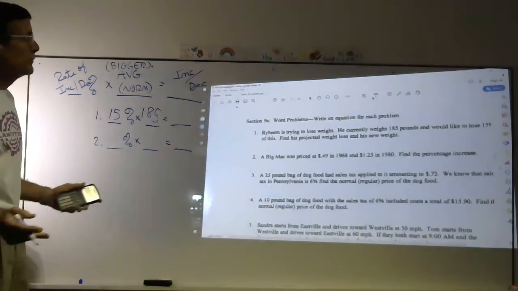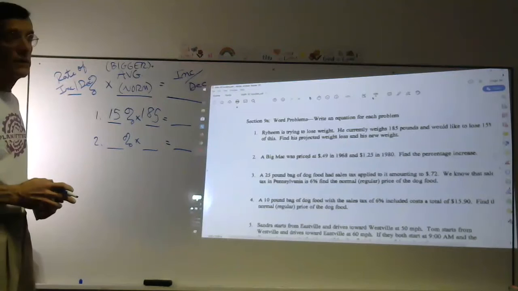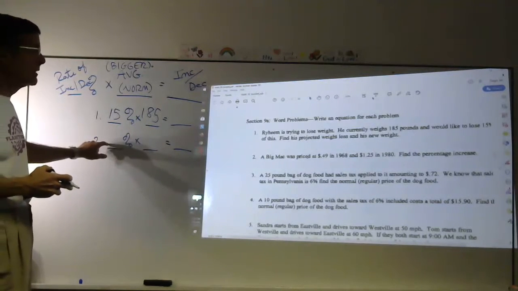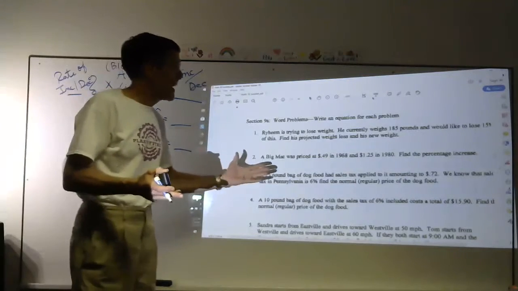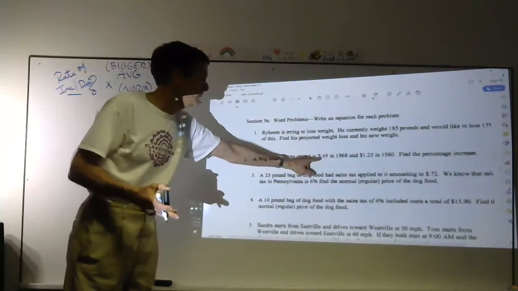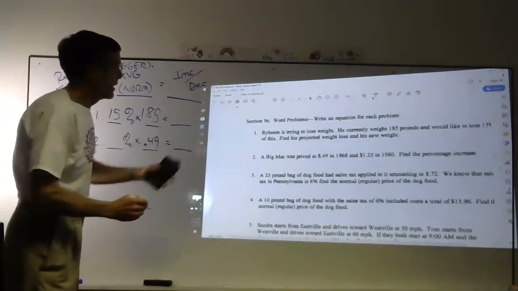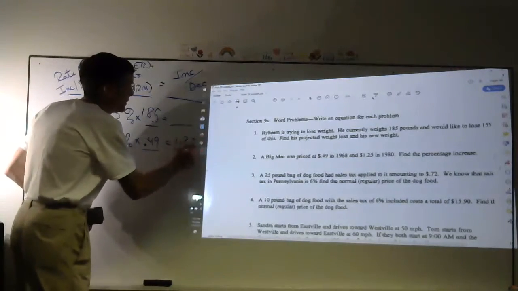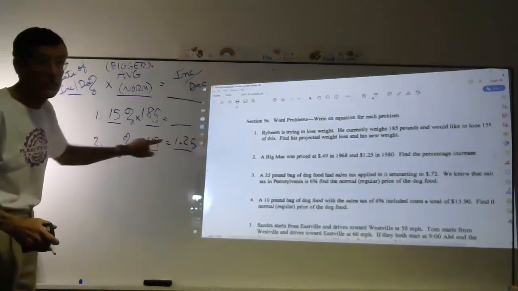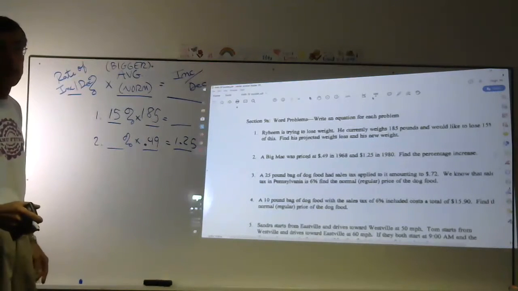Big Mac was priced at 49 cents in 1968 and $1.25 in 1980. Find the percentage increase. Now, this we don't know, the rate of increase. The normal price of the Big Mac, we're assuming we're going back in time and the change was to 1980. So this is the normal price, 0.49, and the $1.25 goes over here. Now, you know how I said that this middle number is usually the bigger number? Notice it is not here, and that means your percentage is going to be more than 100%.